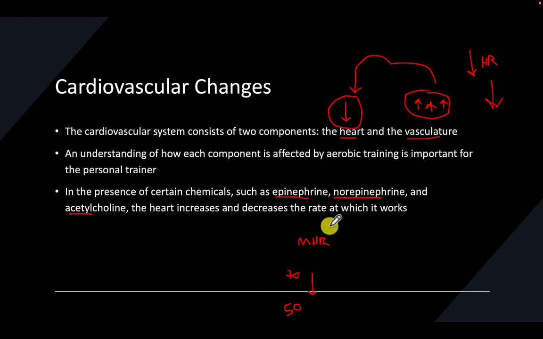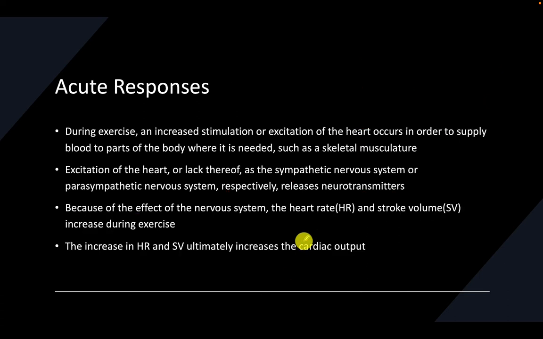Now we can be more sensitive in this heart rate continuum to epinephrine, norepinephrine, and acetylcholine. And what's going to happen there is the heart will not work as hard to maintain a certain level of exercise intensity, because we are far more sensitive to these chemicals now. Which means we'll also use less of them. So keep that in mind. Let's move on to the next slide.